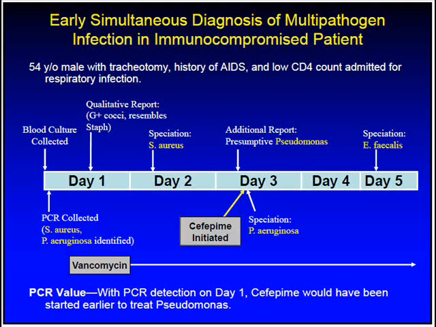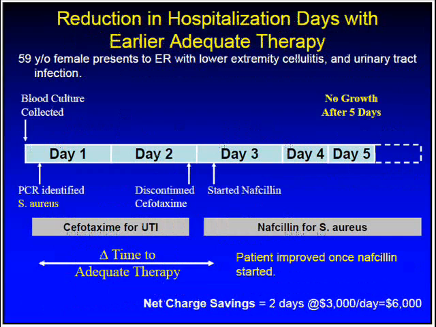PCR identified Staphylococcus aureus and Pseudomonas aeruginosa. Pseudomonas was not identified by blood culture until 3 days after sample collection. Once Pseudomonas was identified, clinicians added cefepime to the therapy. PCR could have accelerated the identification of Pseudomonas and would have prompted the initiation of Pseudomonal infection treatment at least 2 days earlier. Patient received inadequate treatment for Pseudomonas during the wait for blood culture results.